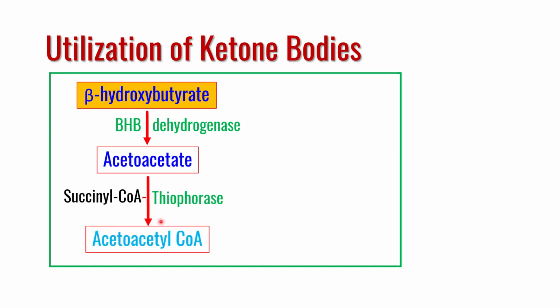Acetoacetate subsequently condenses with succinyl-CoA, forming acetoacetyl-CoA with the help of thiophorase enzyme. This enzyme is unique. This is absent in the liver. Therefore, the liver cannot utilize the ketone bodies as a source of energy. Acetoacetyl-CoA subsequently forms 2 acetyl-CoA molecules with the help of thiolase enzyme. Thiolase is also utilized in the synthesis of ketone bodies, therefore this step is also reversible.